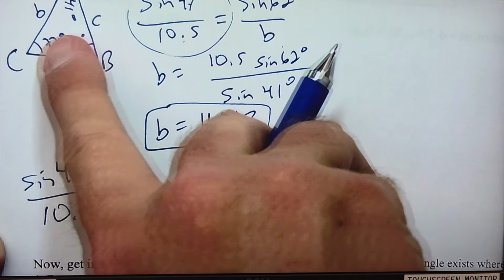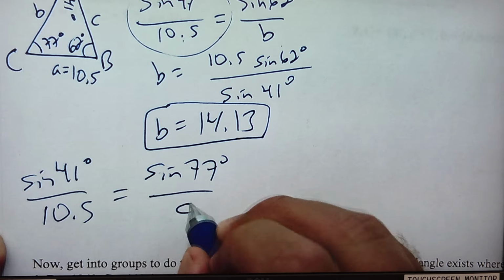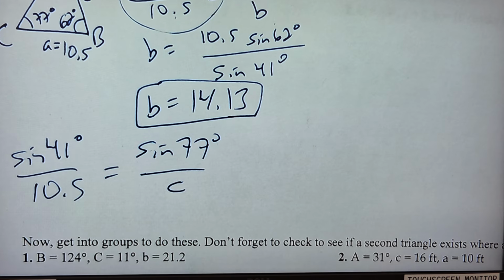And now I want to relate it to C. You could totally make a ratio with B's now, correct?